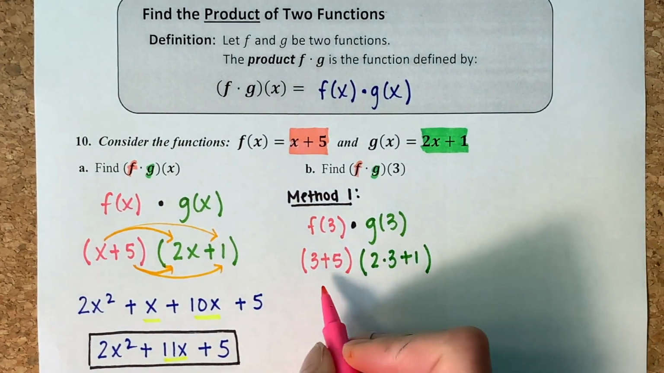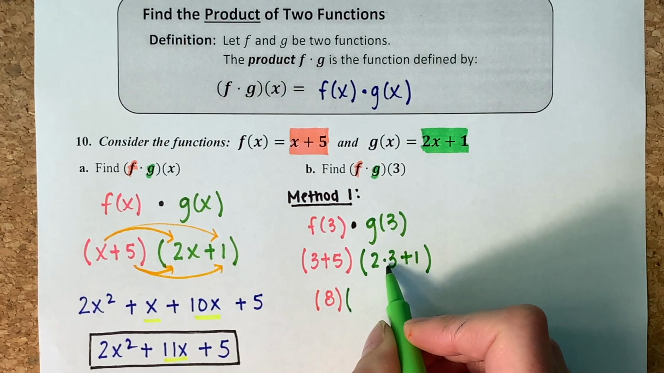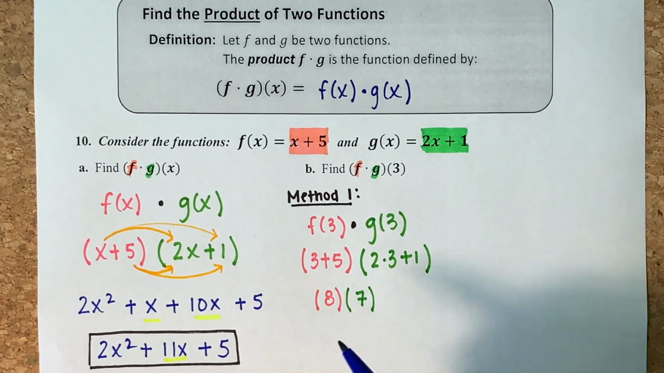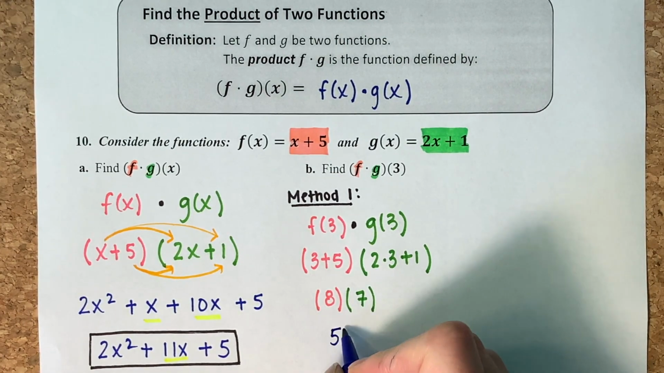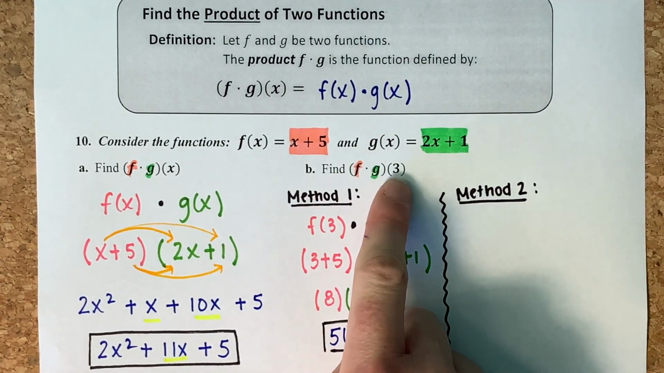Then let's simplify. 3 plus 5 simplifies to 8. And 2 times 3 plus 1 simplifies to 7. And 8 times 7 gives us 56. Can you think of another method we could have used to solve Part B?